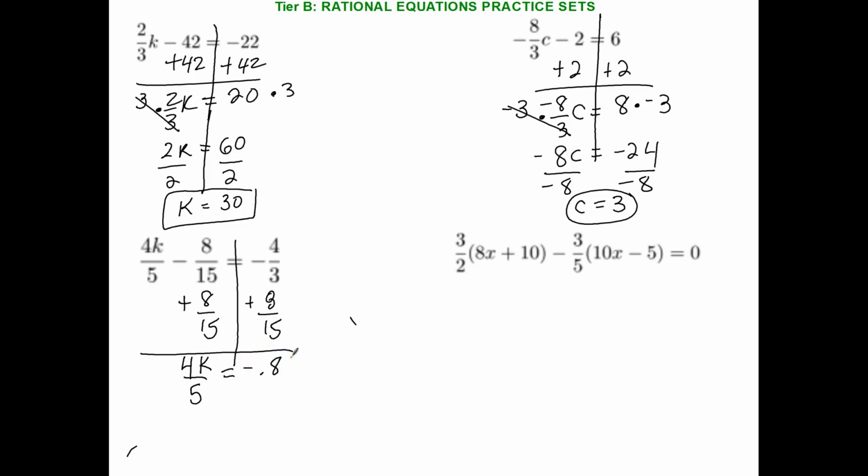All right, so I'm going to turn 4/5 into a decimal. If you don't know what it is, 4/5 is 4 divided by 5. That's 0.8. So 0.8k is equal to negative 0.8.